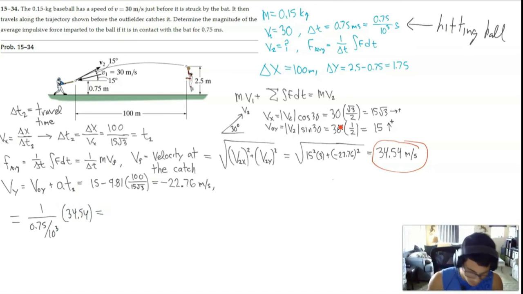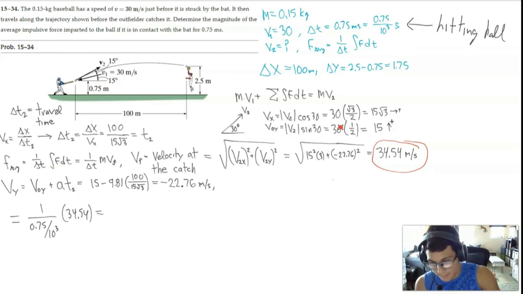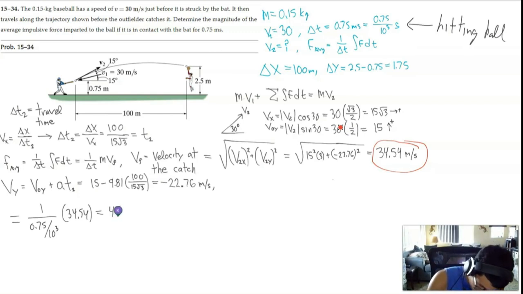And I'm just going to put this raw in my calculator. 0.75 divided by 1000, 1 divided by that, and then times this. Okay, so I got 46052. Now I'm going to admit my mistake real quick.